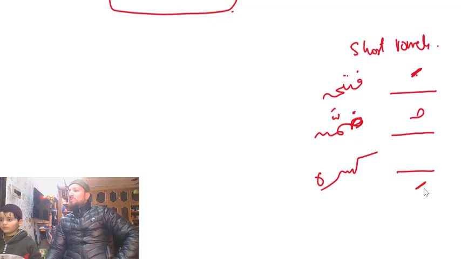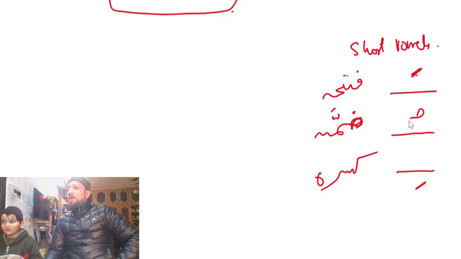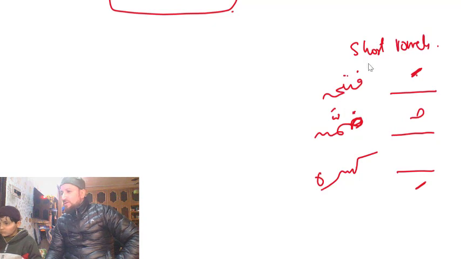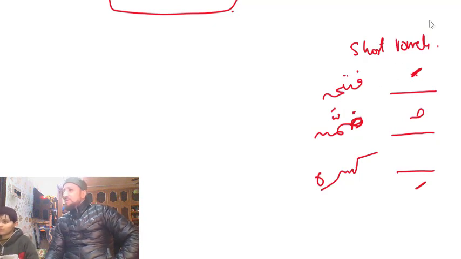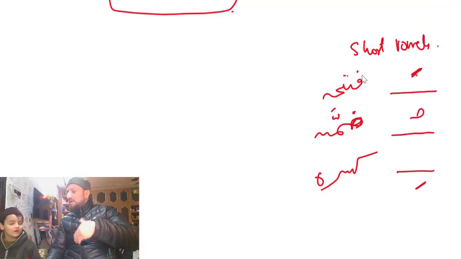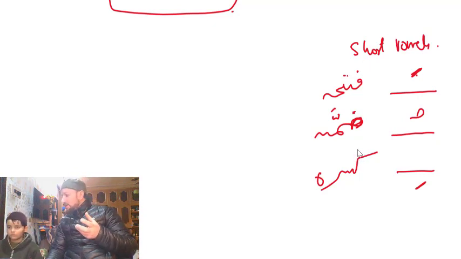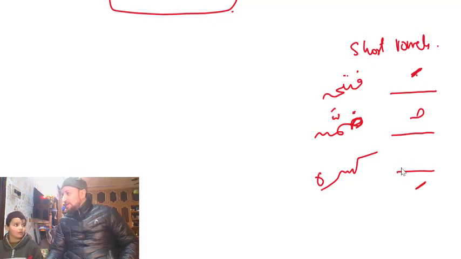Kasra. In Urdu they say zer, pesh, and zabar. Here we say fatha, dhamma, and kasra. The consonants on which the vowel comes are called mutaharrik, because we are making them move. Haraka is what we call them. They come on each and every consonant. Every consonant has either fatha or dhamma or kasra. If it is not having them, then it is not a consonant. It's a vowel itself.